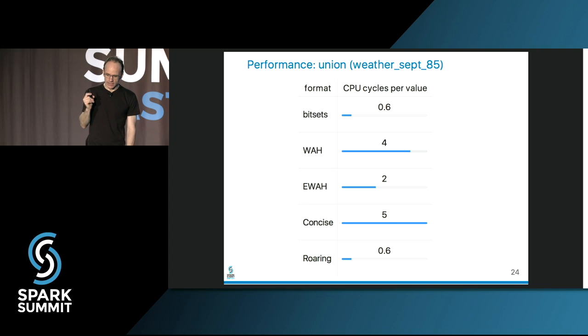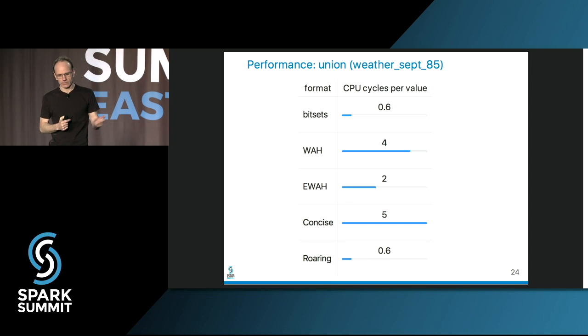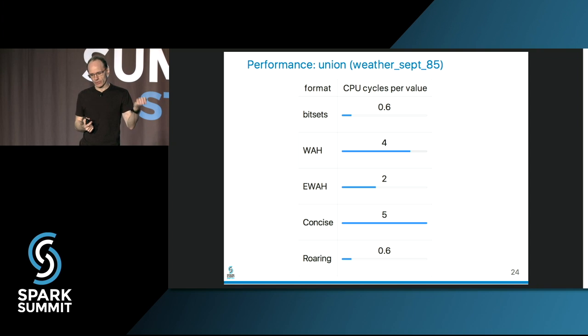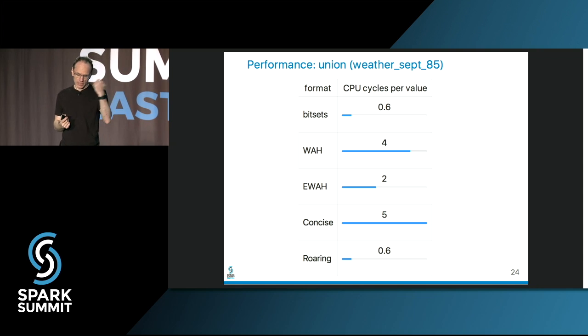And as you can see, the run-length encoded formats are several times worse than the compressed bit sets in this case, whereas Roaring is just as fast, right? And that's really the objective we seek. We want to save memory, lots of memory, but we also want to achieve the best all-around performance we can.